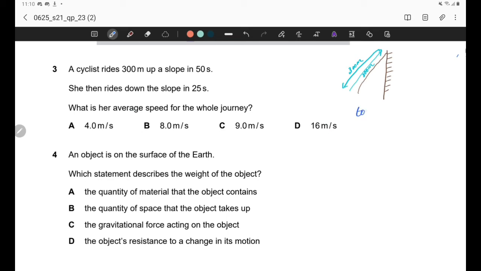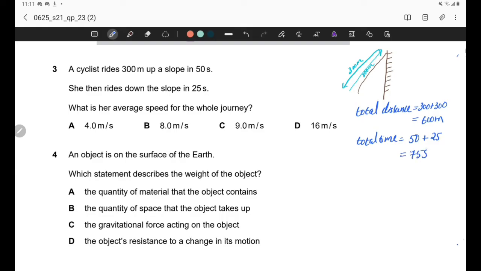So the total distance travelled is the distance to go up plus the distance when she comes down, that is 300 plus 300. So it will be 600. So the total distance she travelled is 600 meters. Now we can check the total time taken. She took 50 seconds to go up the slope and 25 seconds to come down the slope. So the total time taken is 75 seconds.